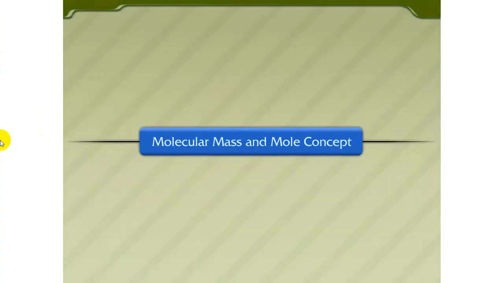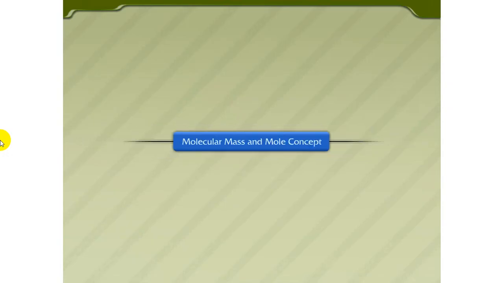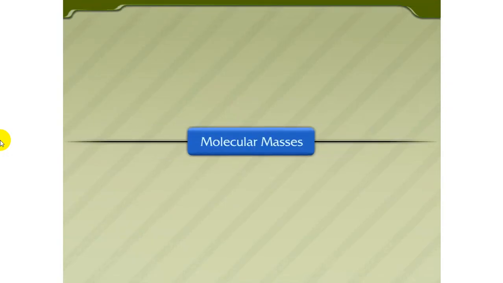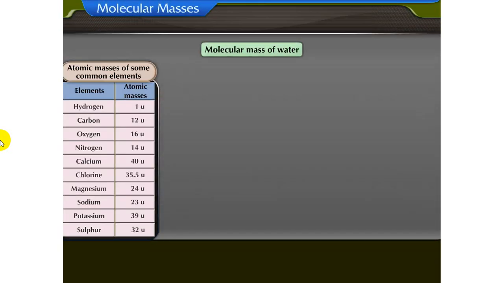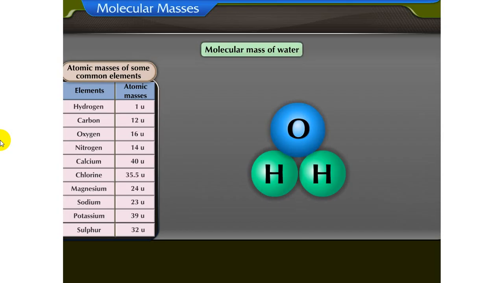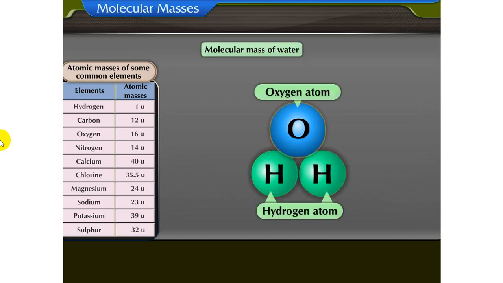Molecular mass and mole concept. Molecular masses. Let us determine the molecular mass of water. The molecular mass of water is the sum of the masses of 2 hydrogen atoms and 1 oxygen atom.